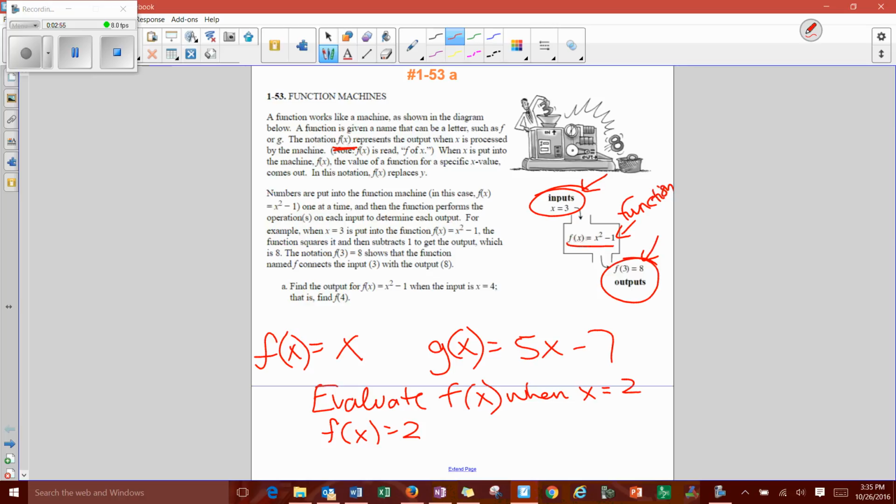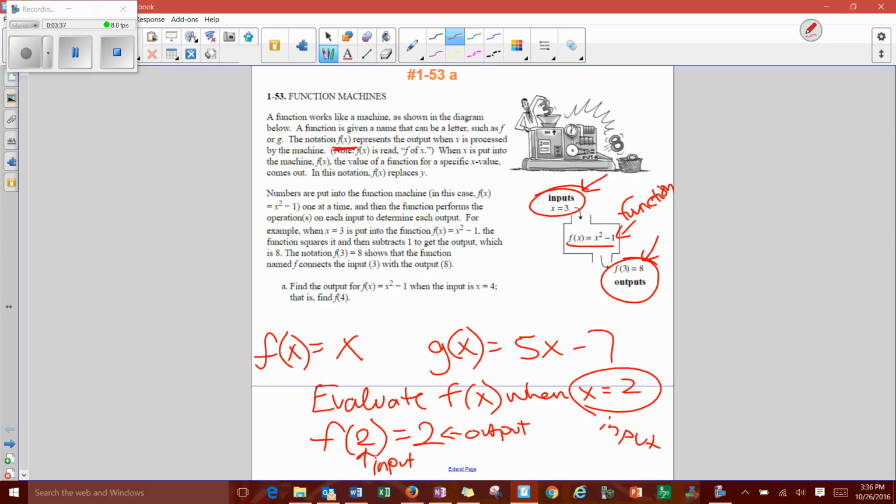Now to get even fancier, if the directions say evaluate f of x when x equals 2, so I'm plugging in 2 for x, my input is 2. This tells me my input, right? And I just showed you that my output would also be 2, correct? So my input is 2 and my output is 2. Now I can use this notation, f of 2 is equal to 2. In this notation, which problem 1-53 talks about, this number in here is my input, and this number here is my output. That's all that really says. It's nothing fancy, okay?